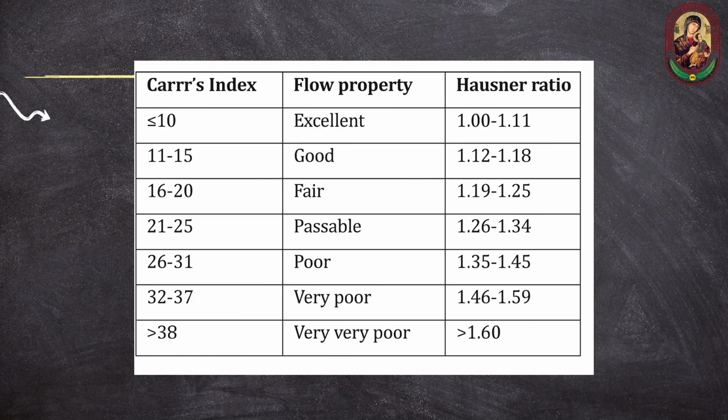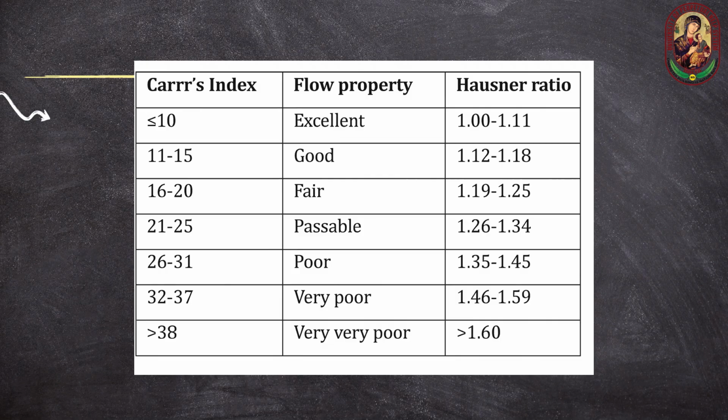Now that we've learned about Carr's compressibility index, let's connect it with another important flow parameter, the Hausner ratio. Both of these help us evaluate how easily a powder can flow or be packed during processing. The Hausner ratio is simply the tapped density divided by the bulk density. When the value is close to 1, it means the powder has excellent flowability. Particles slide smoothly with little friction, but as the ratio increases, say above 1.25 or 1.30, the flow becomes poor, meaning the particles tend to stick together or resist movement.